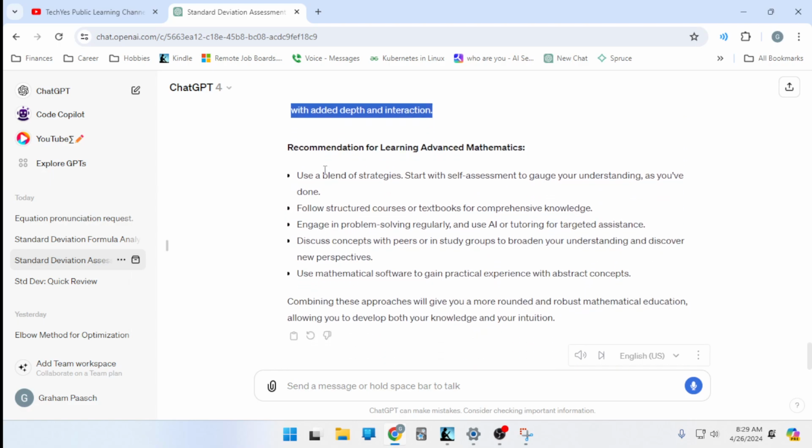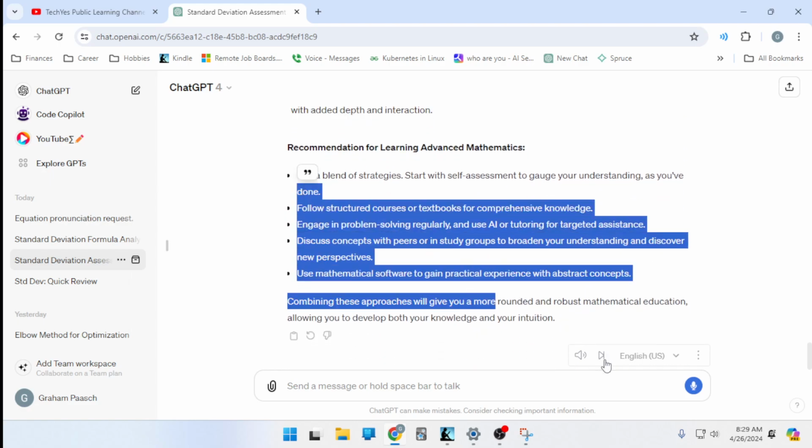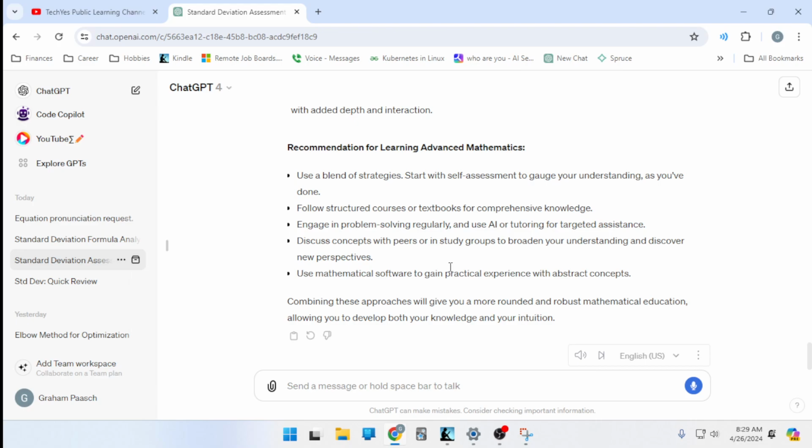Recommendation for learning advanced mathematics. Use a blend of strategies. Start with self-assessment to gauge your understanding as you go. Follow structured courses or textbooks for comprehensive knowledge. Engage in problem solving regularly and use AI or tutoring for targeted assistance. Discuss concepts with peers or in study groups to broaden your understanding and discover new perspectives. Use mathematical software to gain practical experience with abstract concepts. Combining these approaches will give you a more rounded and robust mathematical education, allowing you to develop both your knowledge and your intuition.